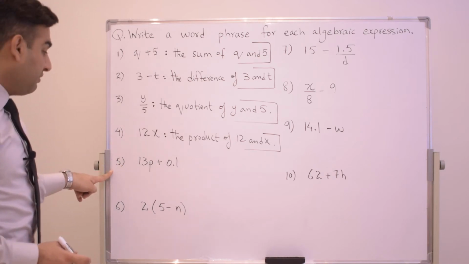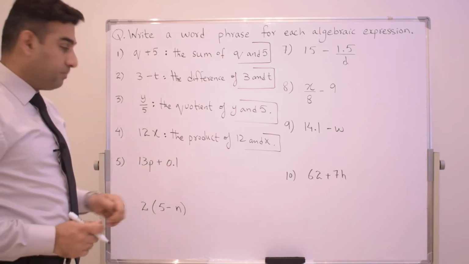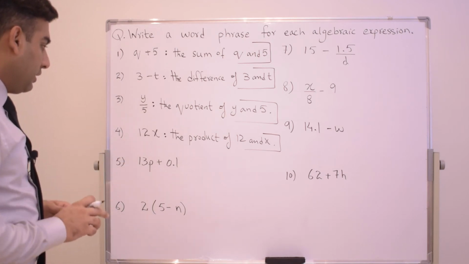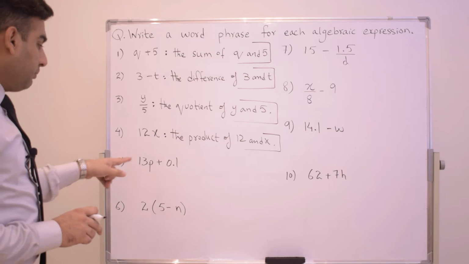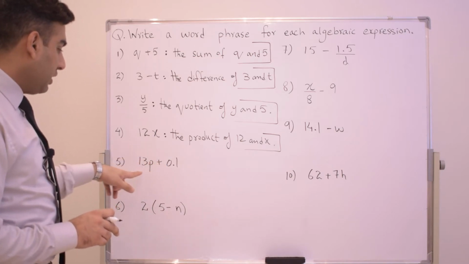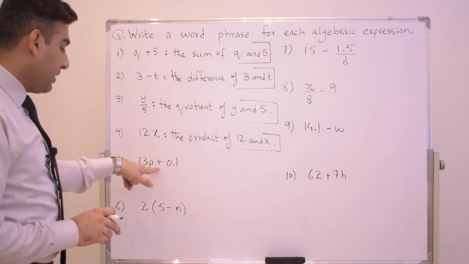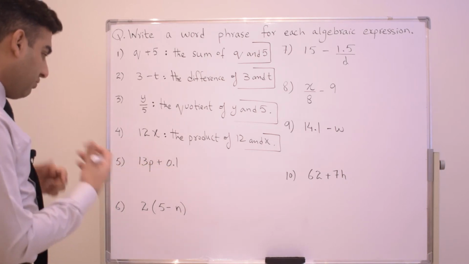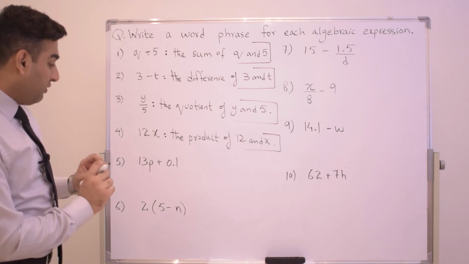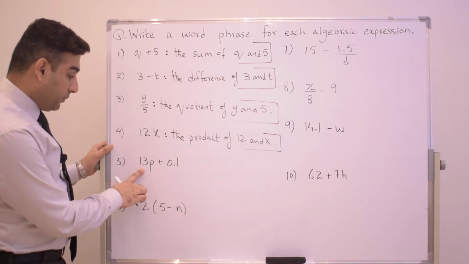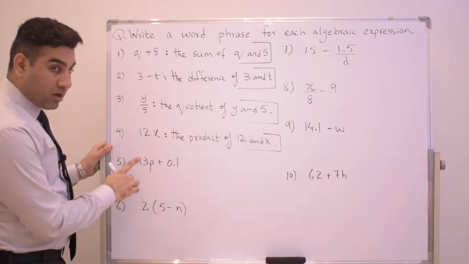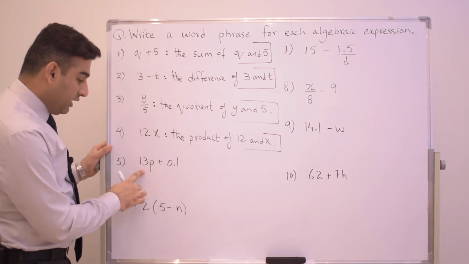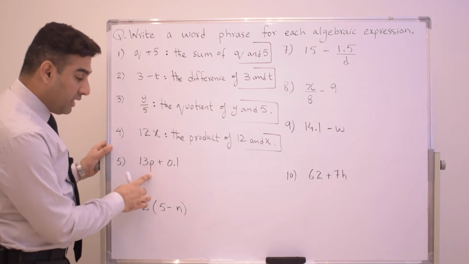Now number 5, 13p plus 0.1. Now guys, we have here two terms, so we have to make a sentence for it. 13p is here, it is a product, and here plus means sum of 0.1 and this product. So I can write as the sum of the product, because this is the product. So this is the sum of the product 13 times p and 0.1.